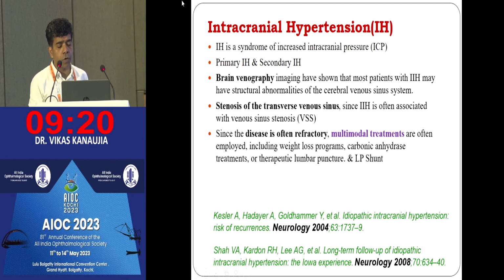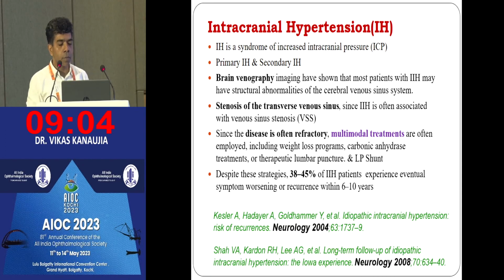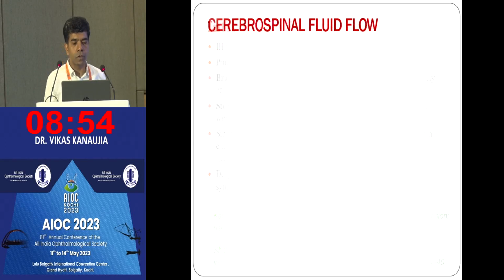Since the disease is often refractory, multimodal treatments are often employed, including weight loss programs, carbonic anhydrase inhibitors, Lasix and topiramate, therapeutic lumbar puncture, and LP shunt, for overall symptomatology of intracranial hypertension. Despite these strategies, 38 to 45% of IIH patients experience eventual symptom worsening or recurrence within 6 to 10 years. So, a little bit about the CSF flow.